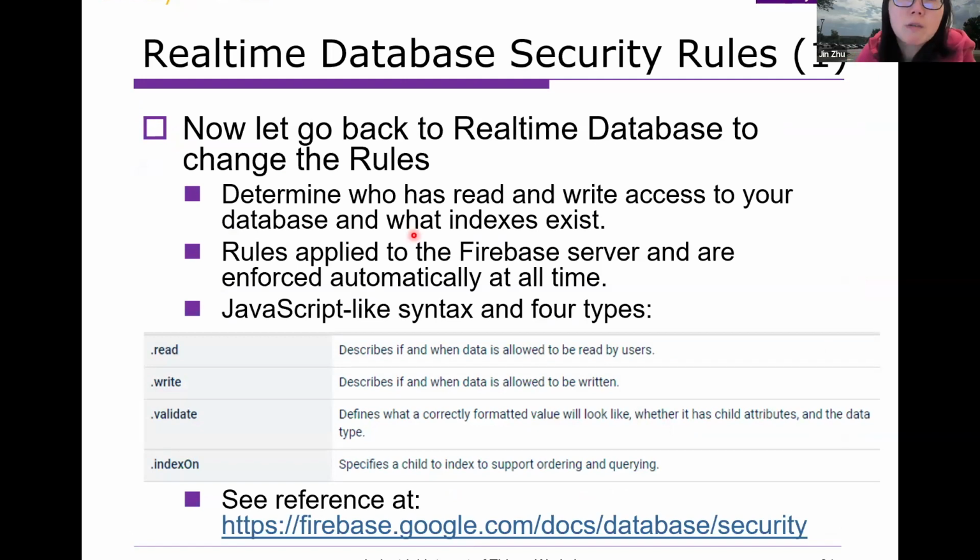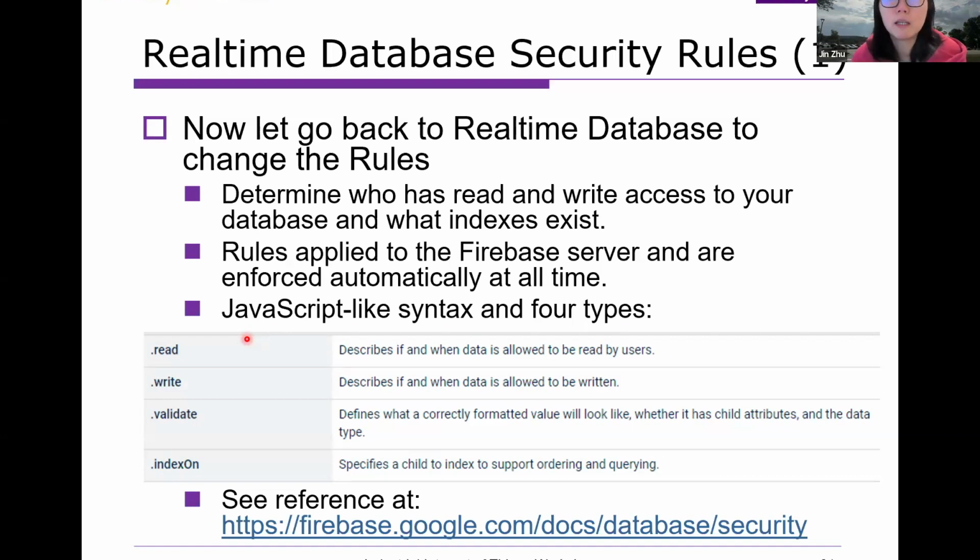There are 4 different types of rules that you could use. The first one is the read. So we're using dot read. It allows a certain user to read that database. Write is when the data is allowed to be written to your database, right? And the validate is to see if that format value is valid.